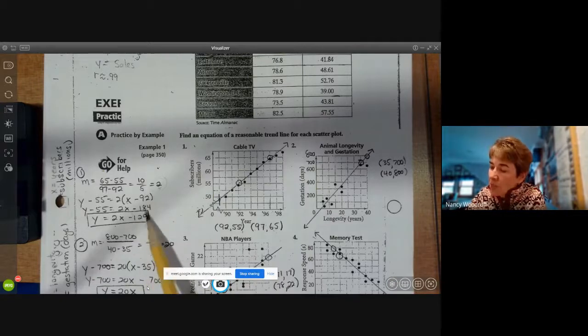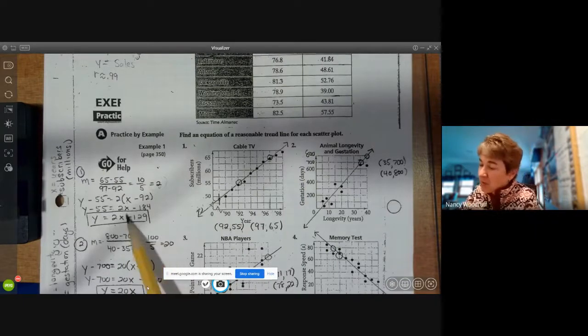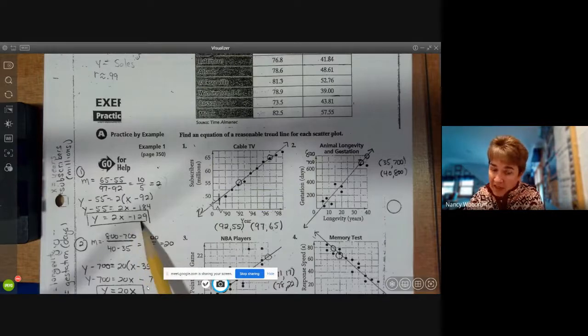Now, your Y-intercept should be somewhere close to -129. You shouldn't have -250 or positive 300 or something, but you should be in that ballpark, basically.